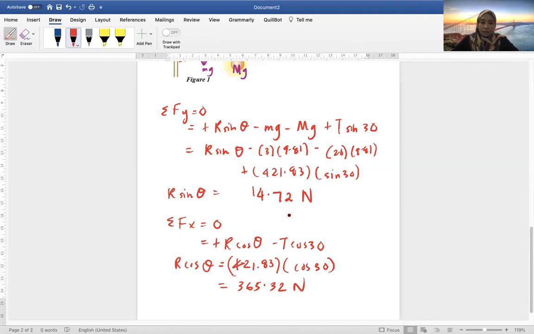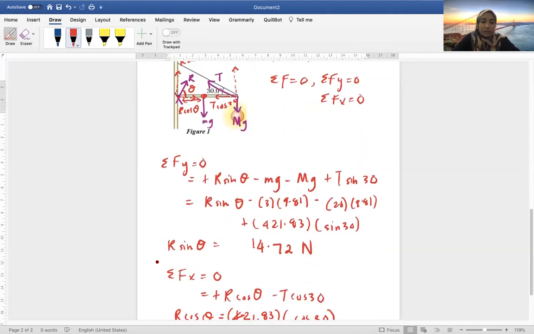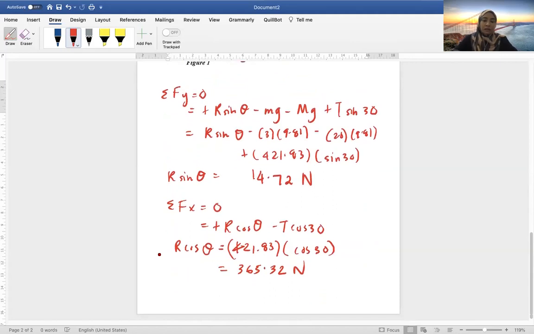So it told you to find what are the forces in the x and what are the forces in the y. So this is how you do it. Here they didn't ask you to solve for r. So what you did was you solve for r in the y direction and you solve for r in the x direction. That's also fine.